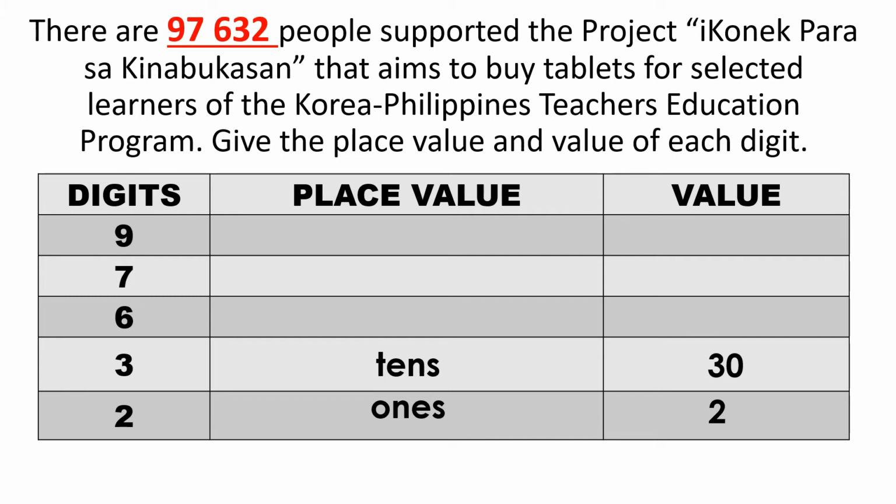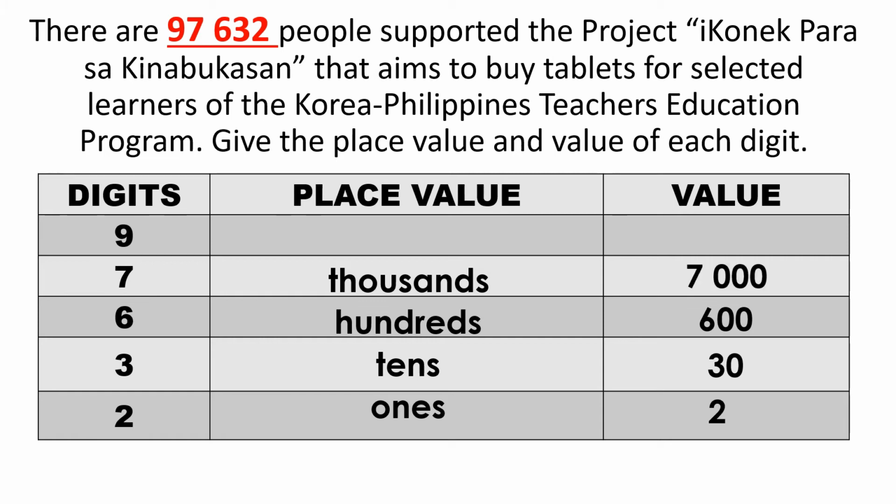Next, kasunod ni 3 mula sa kanan ay 6. So, bilang ka rin ones, tens, kasunod ng tens. So, ang place value ni 6 ay hundreds. Therefore, the value of 6 is 600. Ang galing. Next one, katabi ni 6 ay 7. So, hundreds, anong kasunod ng hundreds? Thousands. So, 7 is in the thousands place at ang value ni 7 ay 7,000. Last digit, 9. Ano ang place value ni 9? Ito ay 10,000s. At ang value ni 9 kung nasa 10,000s place value ay 90,000.